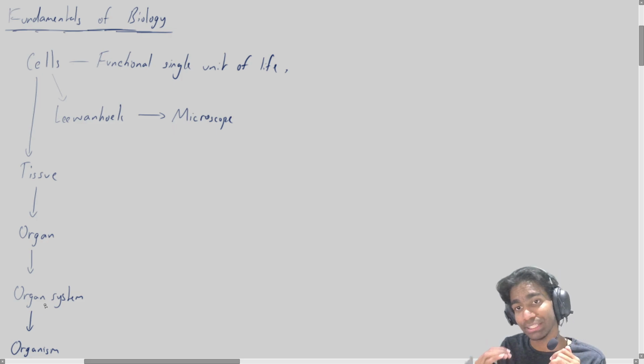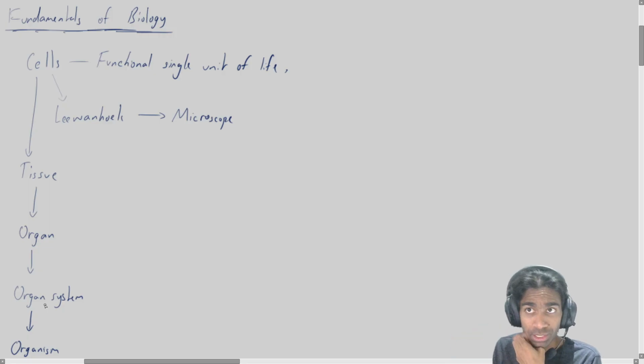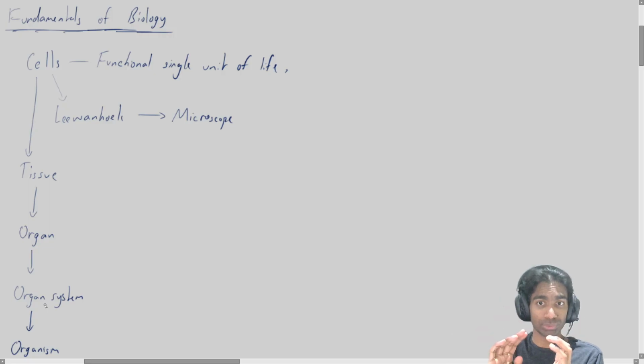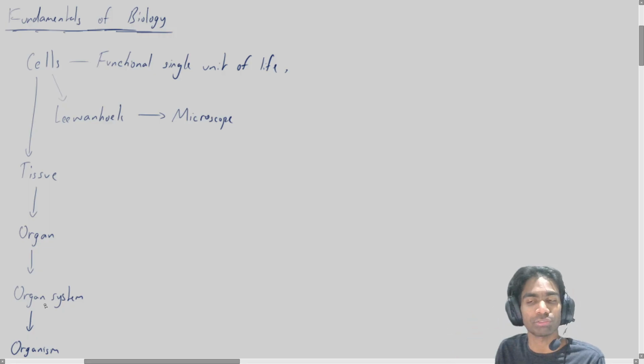In the same way, you do not need clones of tissues to form an organ, right? So there can be differences between them. But either way, a group of cells working together to form a particular function is a tissue, and a group of tissues working together to perform a particular function is an organ, and so on and so on and so on, right?